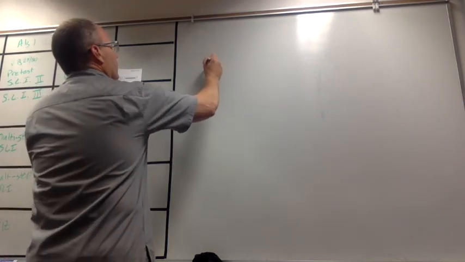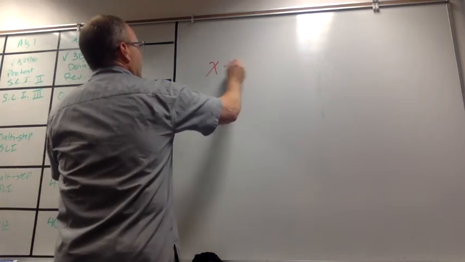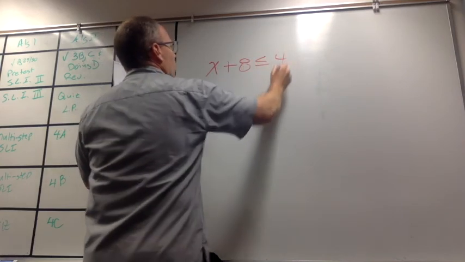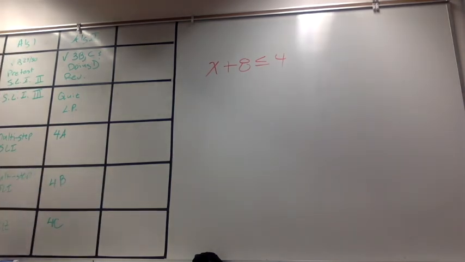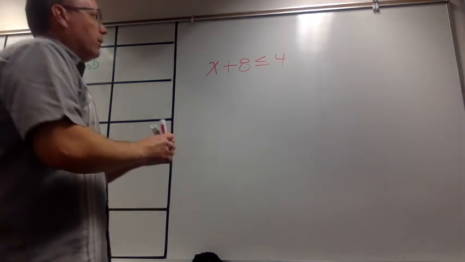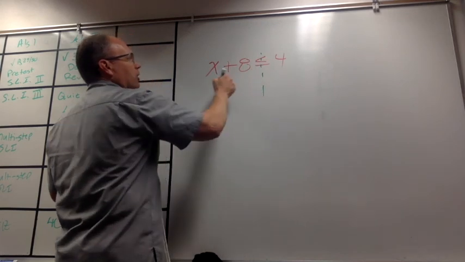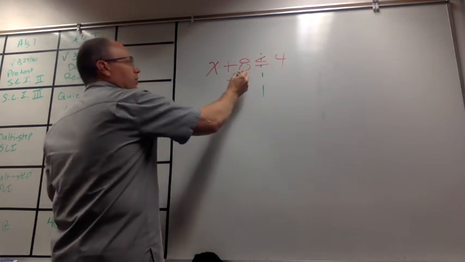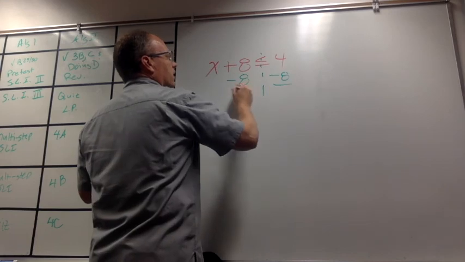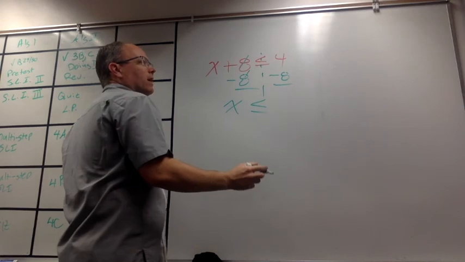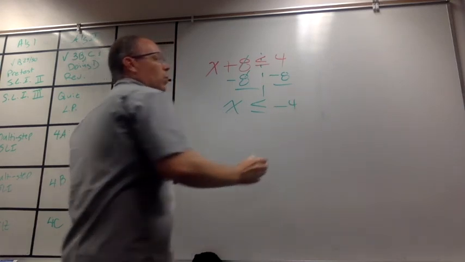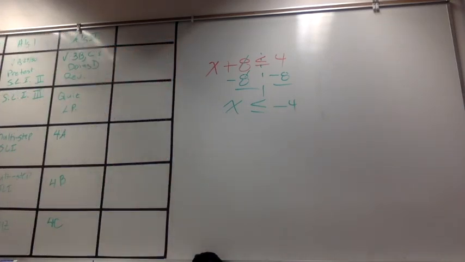All right, my next problem I have is this. x plus 8 is less than or equal to 4. Agree? Again, I treat the inequality sign just like an equal sign. So how do I get x by itself? What do I have to do? Minus 8. Good. Subtract 8 from both sides. Those cancel, so I get x less than or equal to... What is 4 minus 8? Negative 4. So what are values that are smaller than negative 4? Negative 5, negative 6, right?